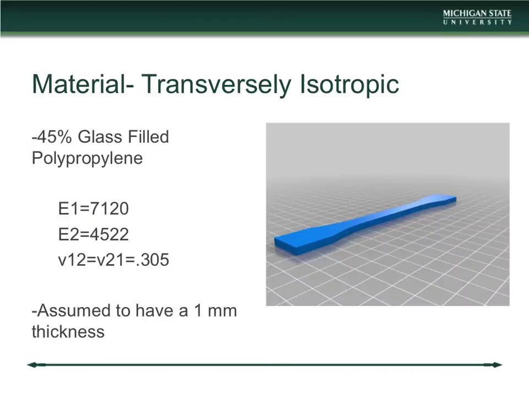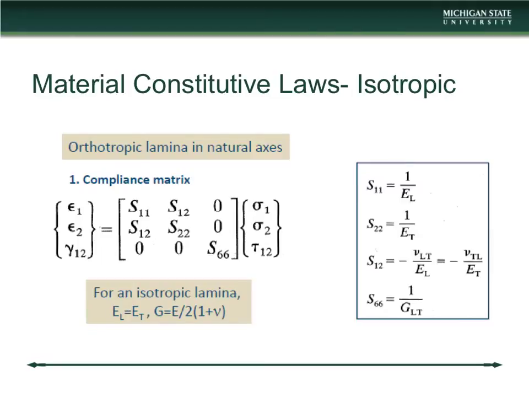The material we chose to look at was a 45% glass-filled polypropylene, which is very, very common in the automotive industry. This material is very strong in the glass fiber direction but very weak in the cross flow. The tensile bar was also assumed to have a 1 mm thickness. Now for an isotropic model, you'd typically use this compliance matrix to model your tensile bar, but in our case we're going to have to do something different.